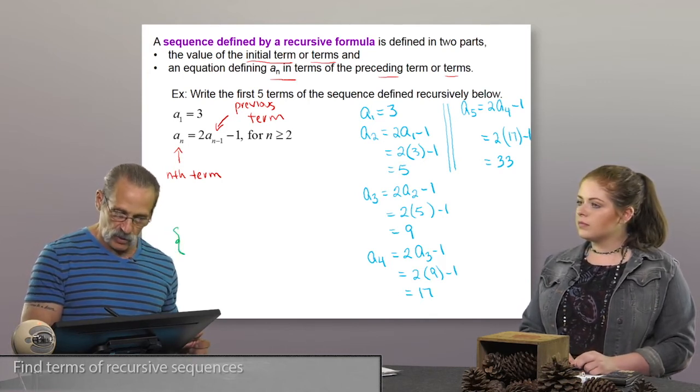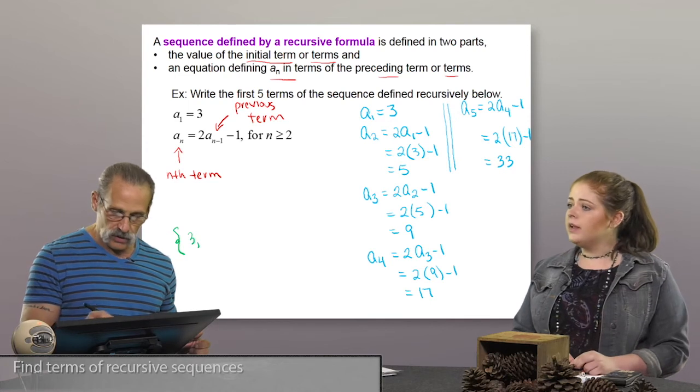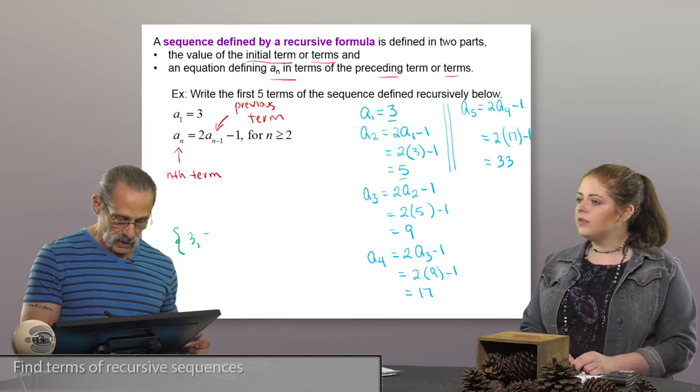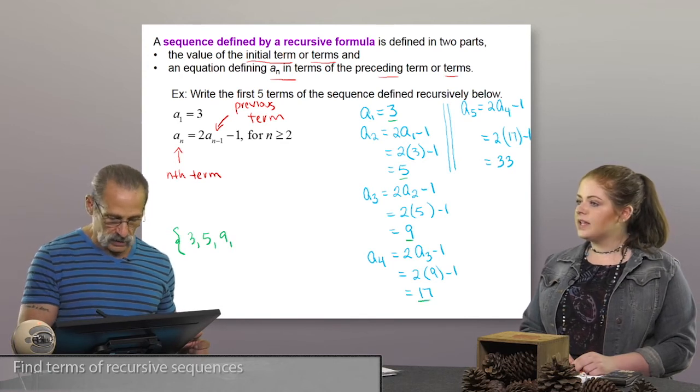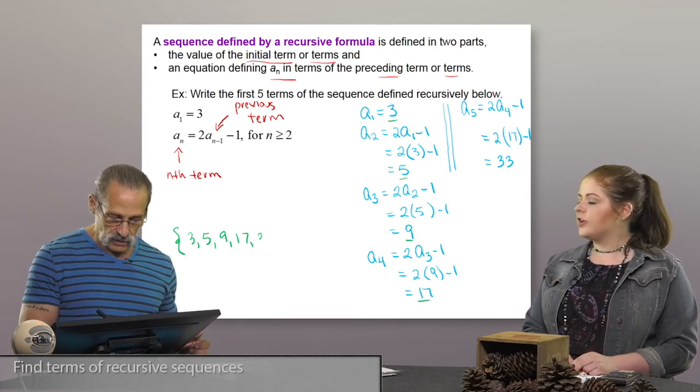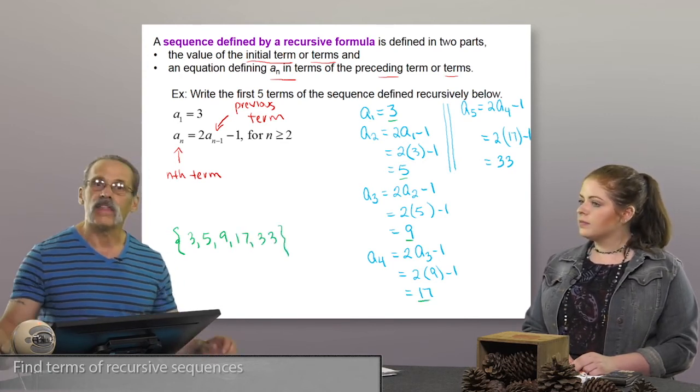We'd write the first term, which is 3. Second term, which is 5. Third term, which is 9. Fourth term, which is 17. And the last term, which is 33. Beautiful. Thank you.